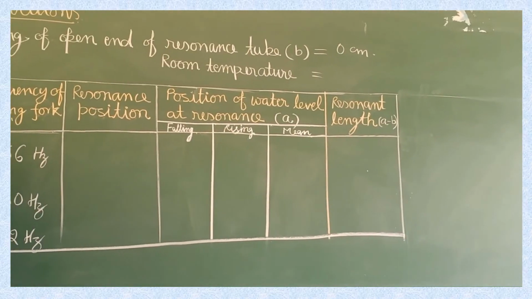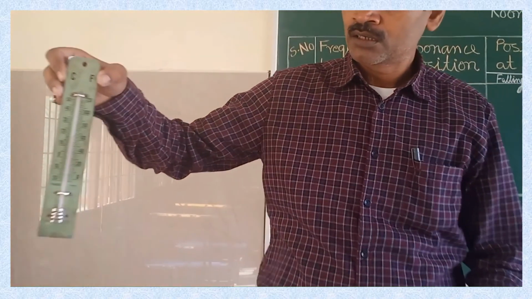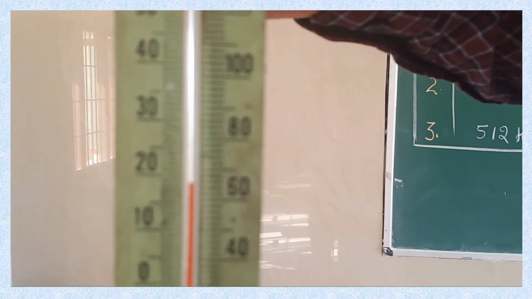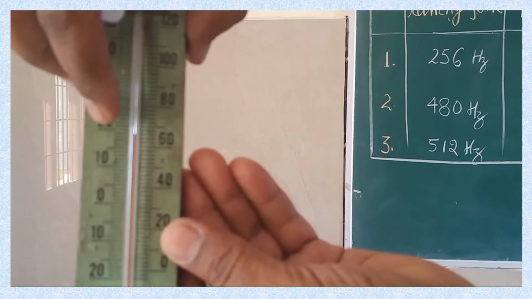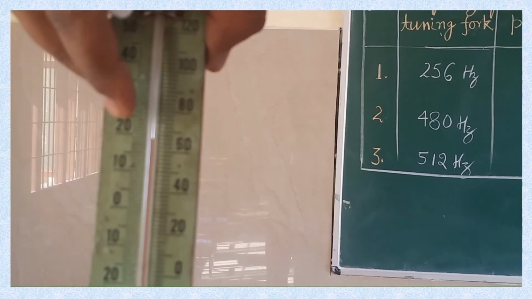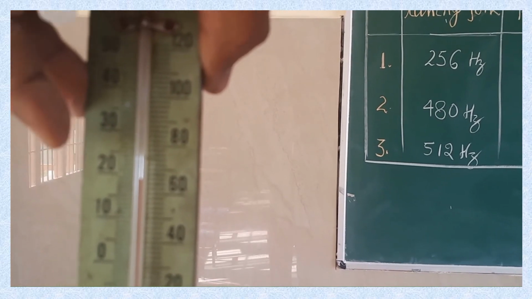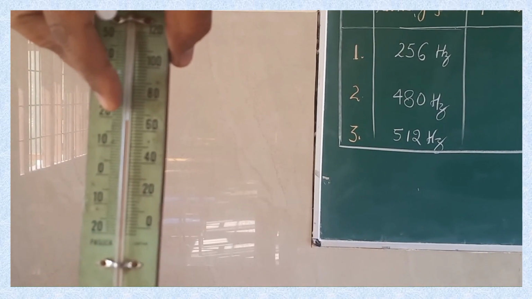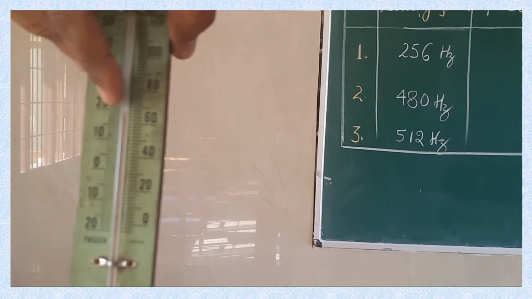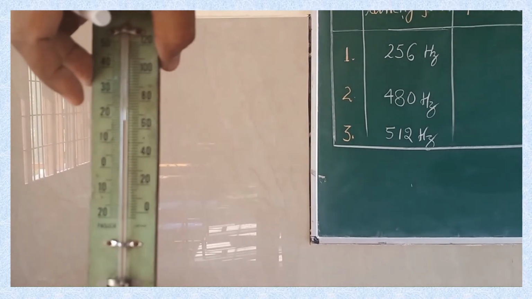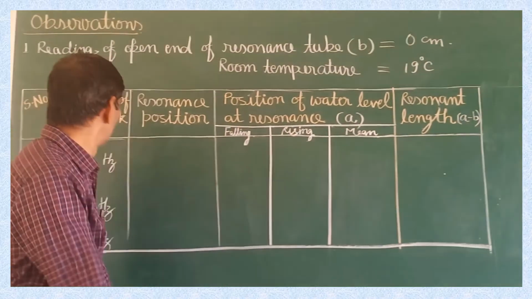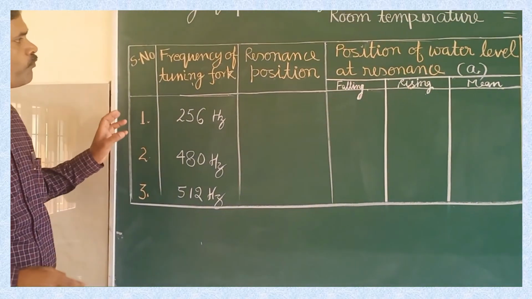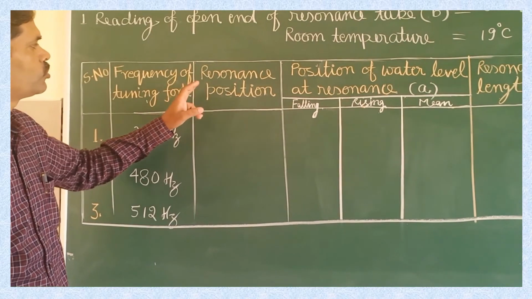Now next is the room temperature. This is a thermometer. We can see the reading on the thermometer is 19 degrees Celsius. You can see here, 19 degrees Celsius. Is it clear?